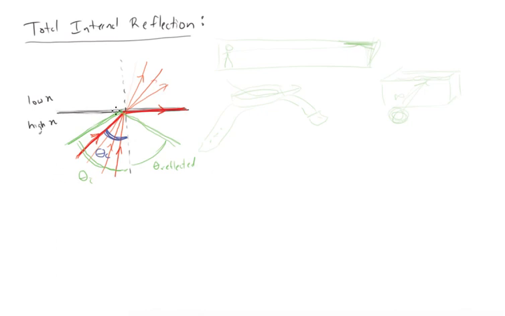This has some uses. One of the biggest uses is in fiber optics, and so the idea is that you can send light through some sort of optical cable, and it will bend around corners.